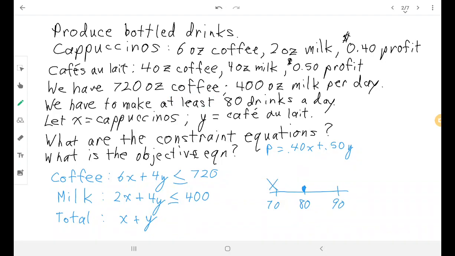Could we make 90 of them? Absolutely. Okay? So that means that we're going in this direction now. So now we're talking greater than or equal to 80. And those are our constraint functions. Take a look at that for a moment. And let's move on.